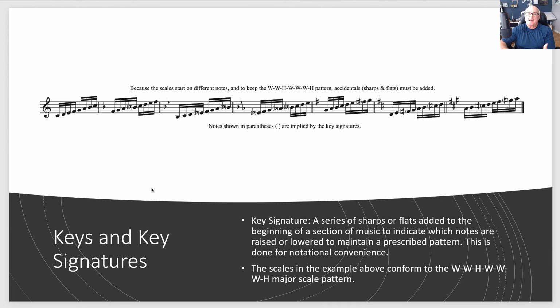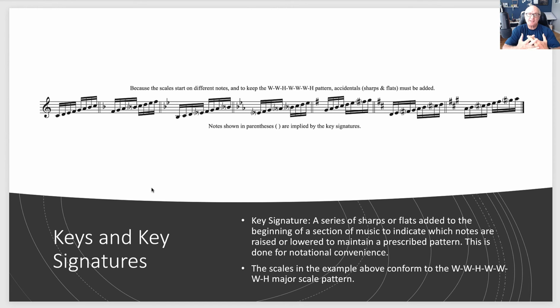Because the scales start on different notes, and to keep that pattern happening, accidentals must be added, like I just said. And the term accidental means sharps and flats. So if you look at this, I've given you C major, then it goes to F, and look what we had to add: 1 flat. B flat, I have to add 2 flats to make the pattern work, and so on.